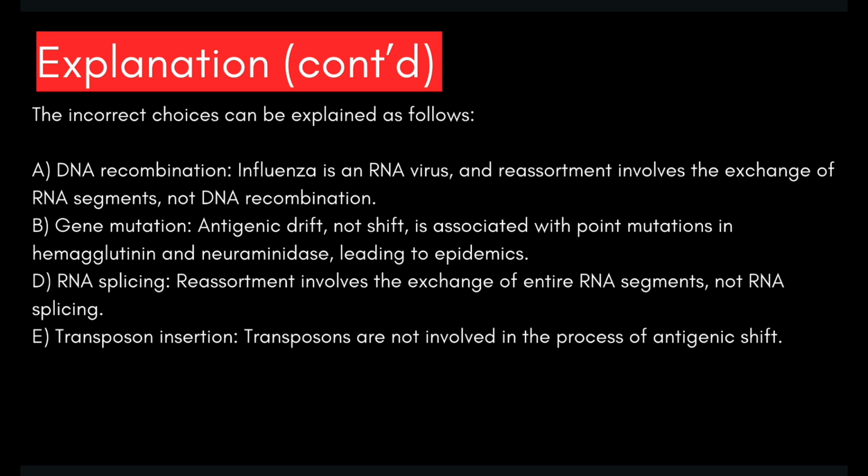D. RNA splicing. Reassortment involves the exchange of entire RNA segments, not RNA splicing. E. Transposon insertion. Transposons are not involved in the process of antigenic shift.